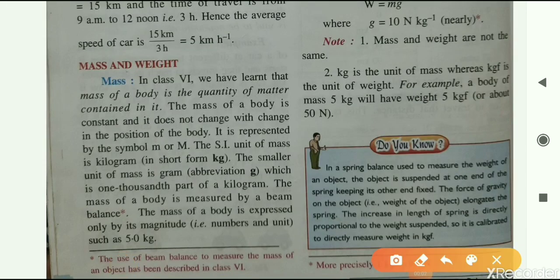Do you know? In a spring balance used to measure the weight of an object, the object is suspended at one end and the other end is fixed. The force of gravity on the object elongates the spring. The increase in length of this spring is directly proportional to the weight suspended, and so it is calibrated to directly measure weight in kgf.